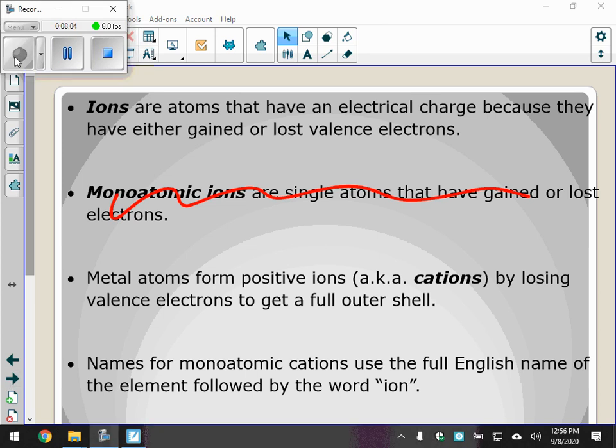Okay, so ions are atoms that have electrical charge because they've either gained or lost electrons. When metals lose electrons, because that's what they do, they are known as cations by losing valence electrons. To name a cation, we just call it what it is. So if it was calcium, we call it calcium, and we just put the word ion behind it. Sodium ion, potassium ion, whatever the case might be.